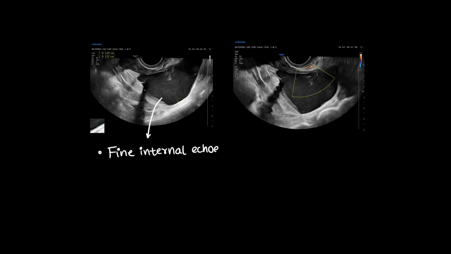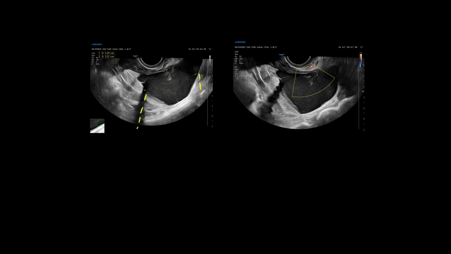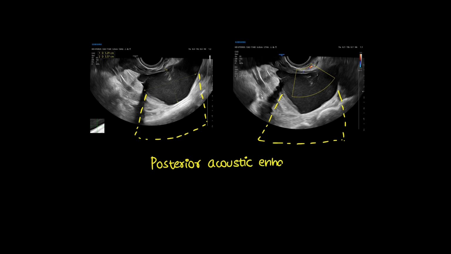So this lesion had fine internal echoes and some thick septations along with some solid components which were clots because it had no internal blood flow on Doppler imaging. Next, if we observe, we can see that there is subtle enhancement of the posterior structures, that is pelvic fat and the bowel wall. This is because of posterior acoustic enhancement shown by this lesion.